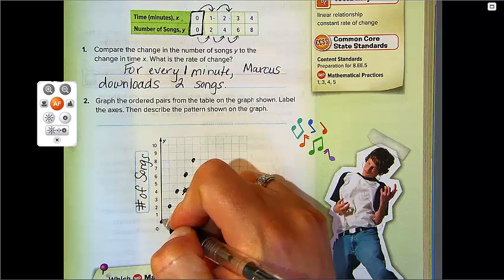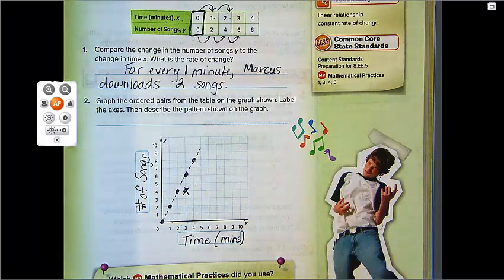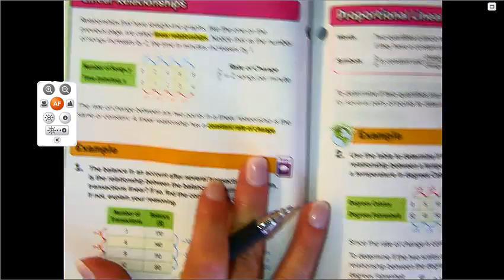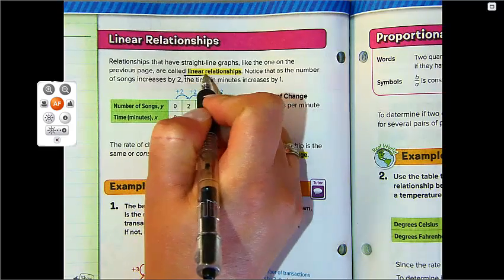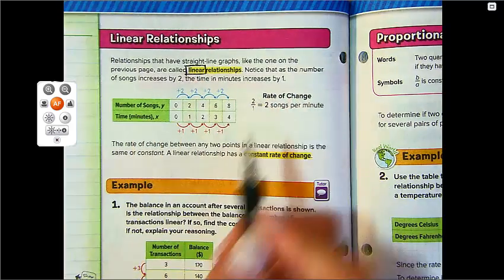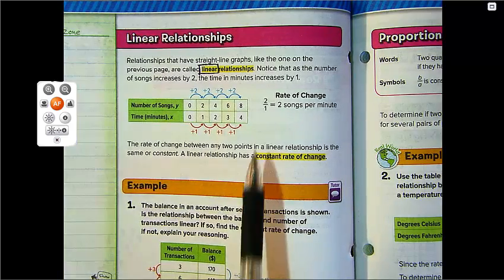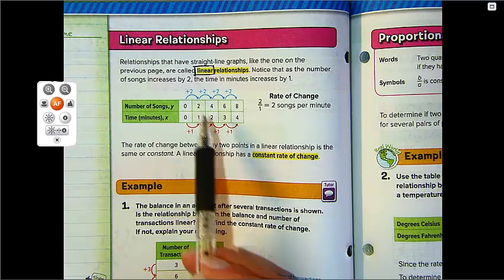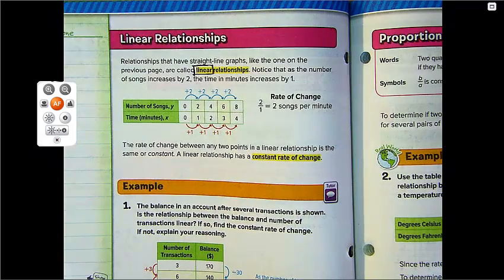If I were to connect all these, it doesn't say to do that, but if I were, I would have a straight line. Anytime I have a straight line, let's flip the page and look over here. Anytime I have a straight line, I have something called a linear relationship. Linear means straight line, okay? And what that means is that the X goes up at the same amount each time, and the Y goes up or down at the same amount each time, okay?